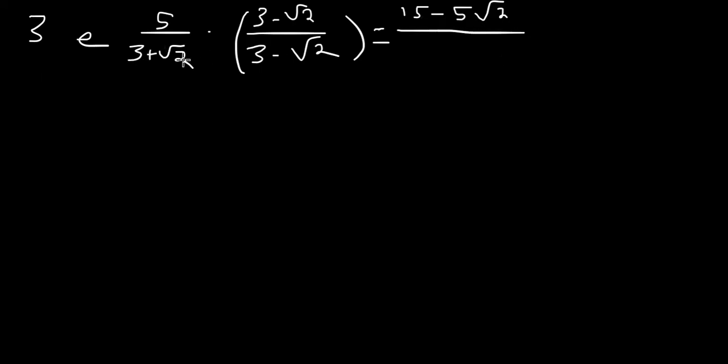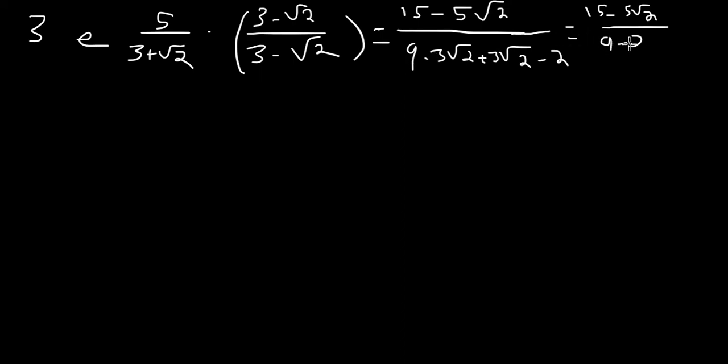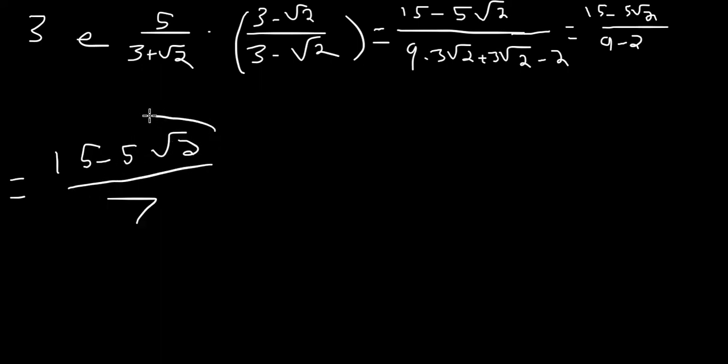Then we have, when we distribute the denominator, 3 times 3 is 9. 3 times negative square root 2 is minus 3 square root 2. Plus 3 square root 2. And then negative square root 2 times square root 2 is minus 2. This will become 15 minus 5 square root 2 divided by 9 minus 2, because these cancel, which will become 15 minus 5 square root 2 divided by 7, and that is our solution.